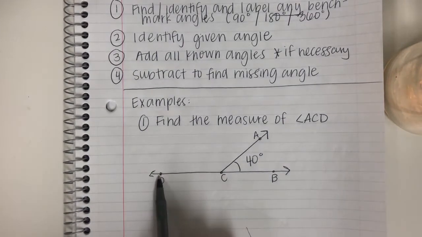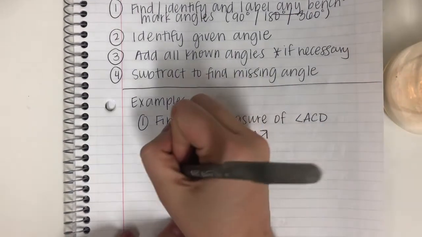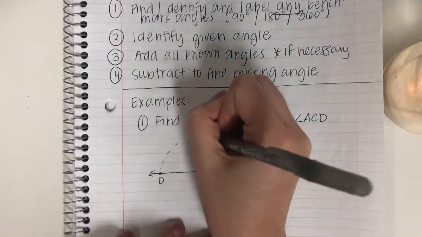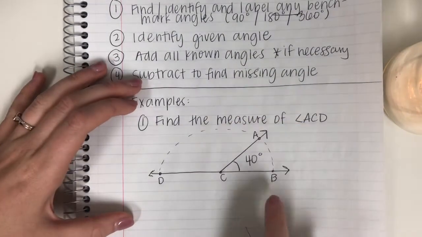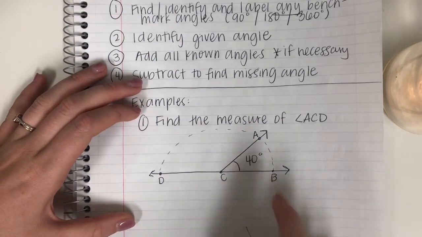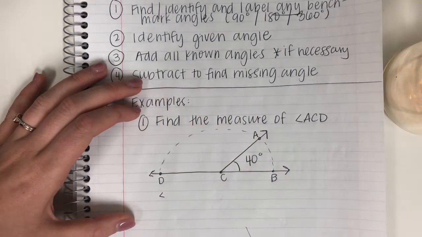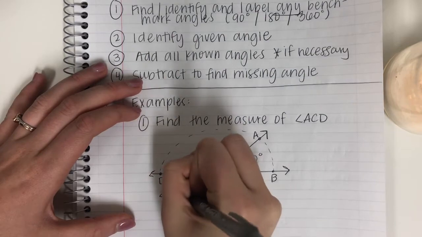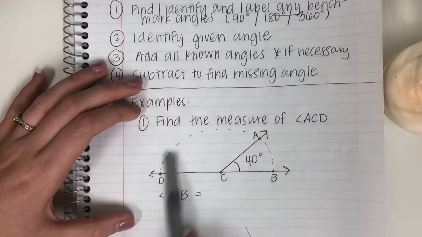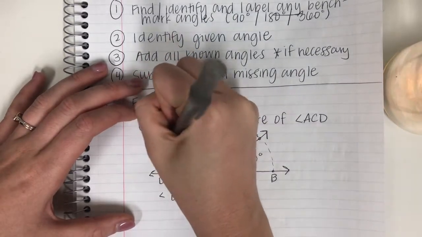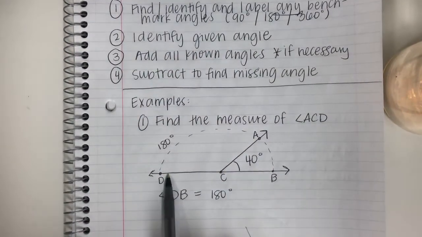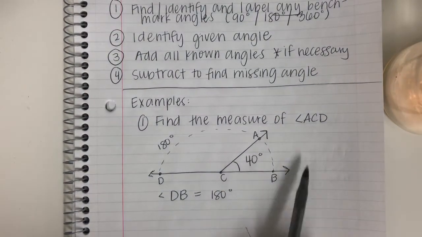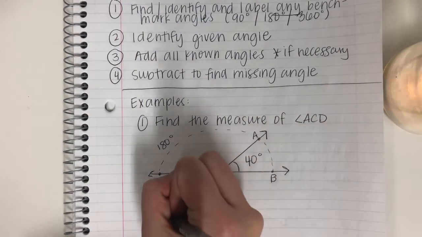Okay, so the first thing we need to do is, what is our benchmark angle? Here we have from B to D, this entire angle is a benchmark angle. And we know that BCD, or DCB, is equal to 180 degrees because that is the benchmark angle. So from here to here, it's 180. We also know that of that 180, they already gave us 40 degrees of that. So ACB is already 40.